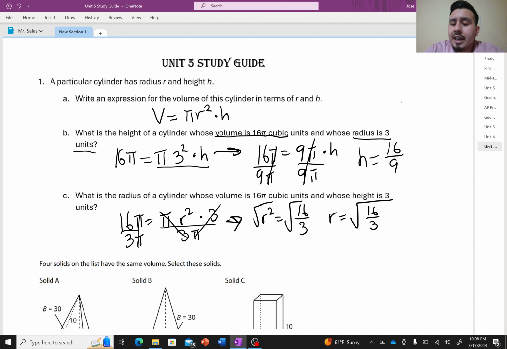Again, I need you to find those r and h values. Okay? Type them into the calculator and you should get decimal places.